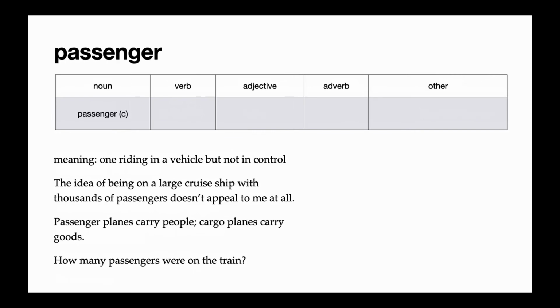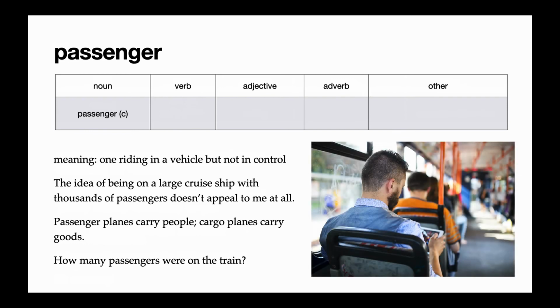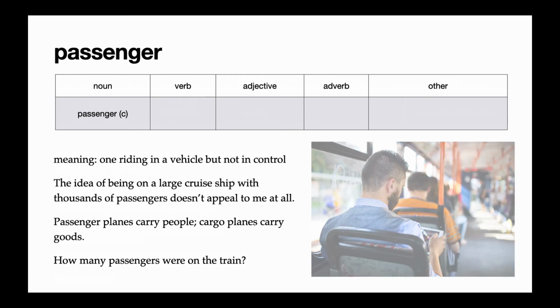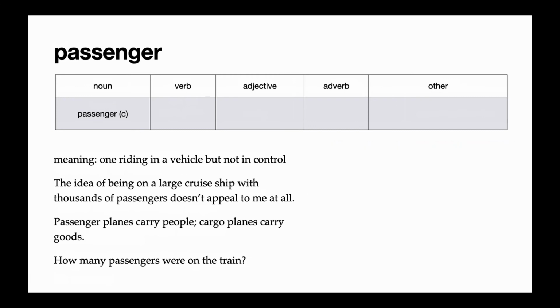Next, we have the noun passenger. A passenger is a countable noun that refers to a person riding in a vehicle, but also not in control. In the reading, I said the idea of being on a large cruise ship with thousands of passengers doesn't appeal to me at all. The second example talks about passenger planes. Passenger planes carry people, cargo planes carry goods. And then how many passengers were on the train?